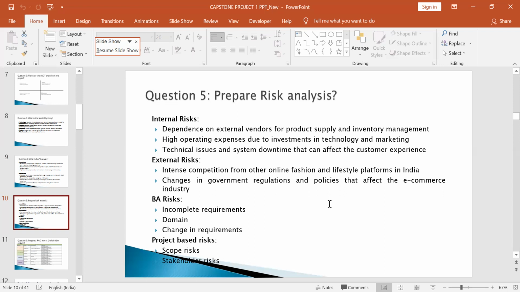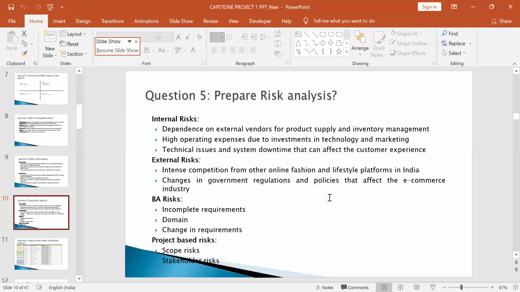Next, external risk is nothing but risk from outside the organization, outside the project. Like intense competition from other online fashion and lifestyle platforms in India, and changes in government regulation, the policies of the e-commerce industry. So external is outside the organization.